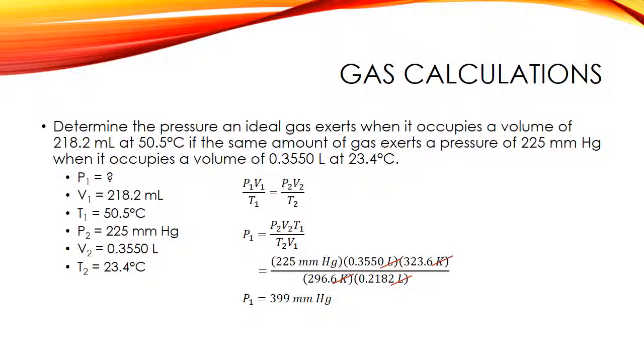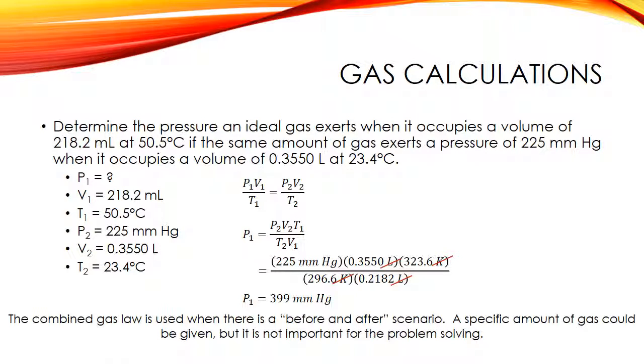So the moral of the story here is we want to use the combined gas law whenever we have a before and after scenario. A specific amount of gas could be given. For example, in this problem, we could have been told there's 0.75 moles of the gas. That wouldn't have mattered in how we solved the problem, though, because it's a before and after, and that amount wasn't changing. So it makes no difference if you're given a specific amount if you have these before and after scenarios.